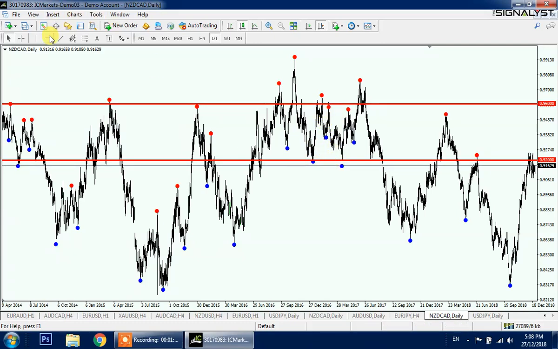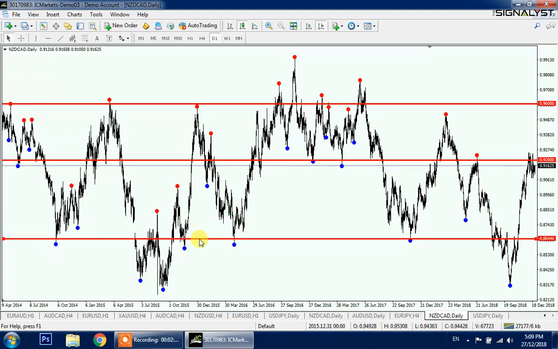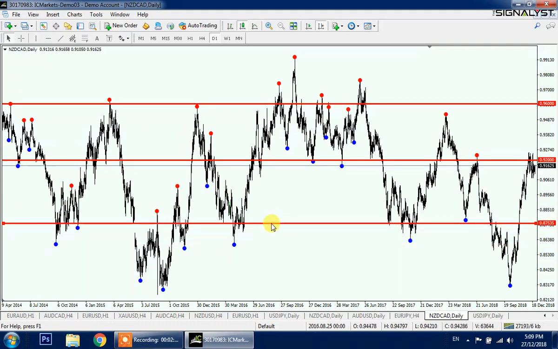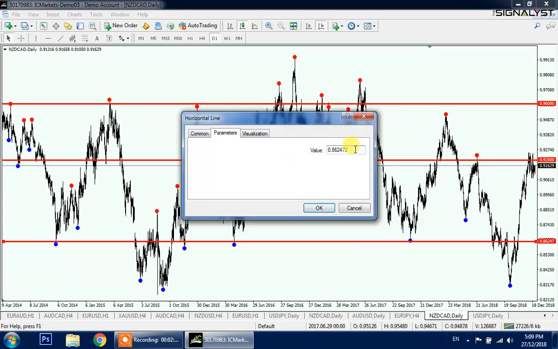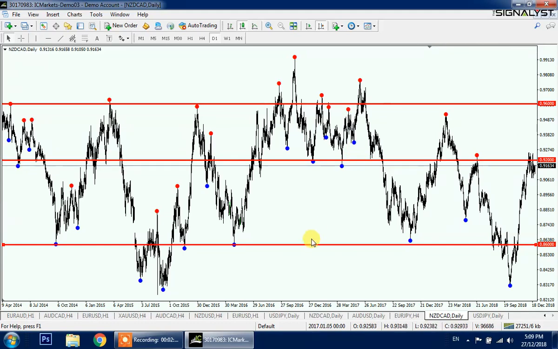Let's try if we can draw a third one. Great. Here we can go for this one. 1, 2, 3, 4. Or we can go from here. No, we can only connect 2 touches. So let's go for this one. 1, 2, 3, 4. Let's optimize it in a way to be a round number. 0.86. That's a very good one. We've got 3 lines so far.